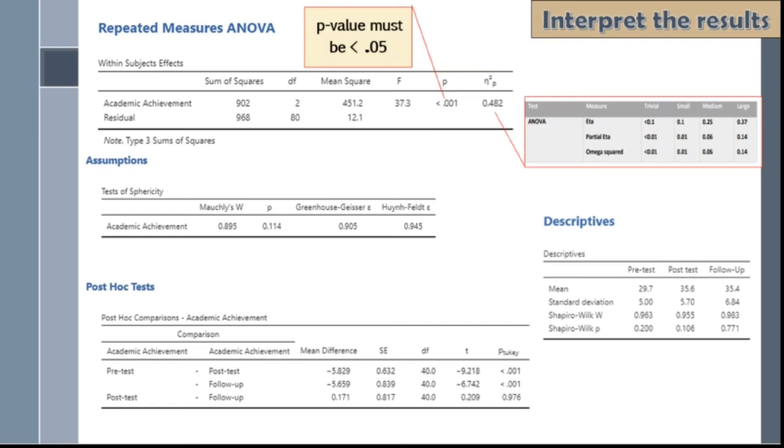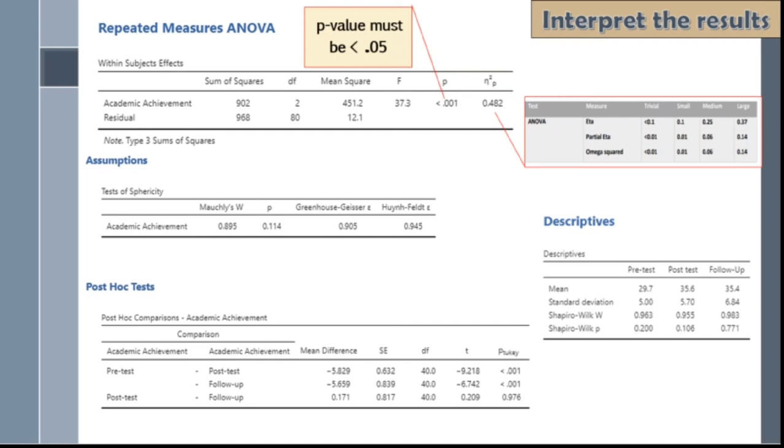Sphericity can be likened to homogeneity of variances in the between subjects ANOVA. The violation of sphericity is serious for the repeated measures ANOVA, with violation causing the test to become too liberal, like an increase in the type 1 error rate. Therefore, determining whether sphericity has been violated is very important.